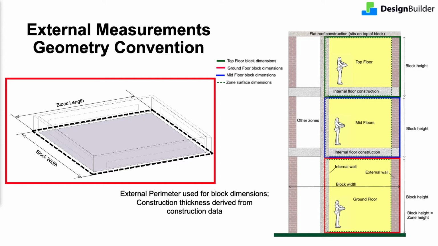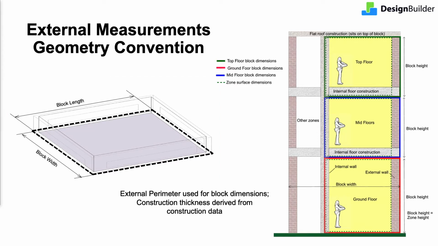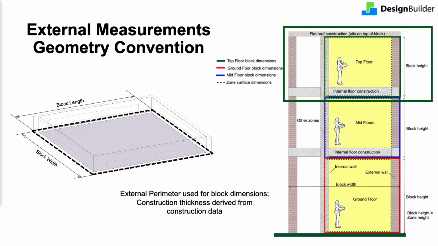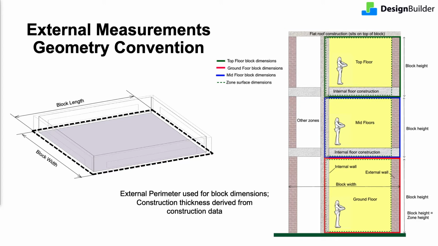The image on the right shows how zones are defined when there are multiple stories. For ground floors, the block height is top of floor to bottom of floor. For intermediate floors, the block height is defined as bottom of floor to bottom of floor. And for top floors, the block height is bottom of floor to soffit, underside of roof slab. It is important to remember this protocol when you specify your block height.